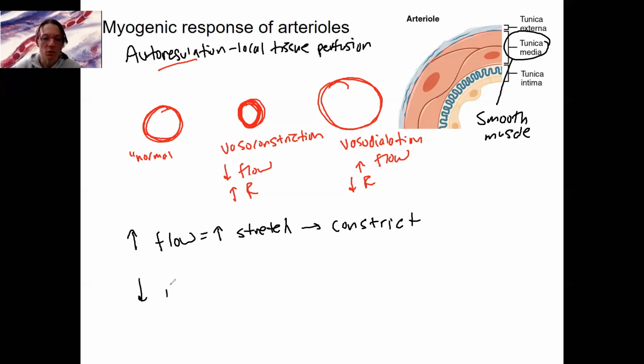If you have decreased flow, so low flow coming through an area for whatever reason, this is going to have reduced stretch. This is going to cause the blood vessels to dilate, allowing for that flow to freely occur. So this is a way of locally responding to blood flow with just vasoconstriction or vasodilation based on stretch. Myogenic: myo is muscle, just generated by the muscle itself. We will look next at local chemicals, paracrines, that can affect autoregulation as well.